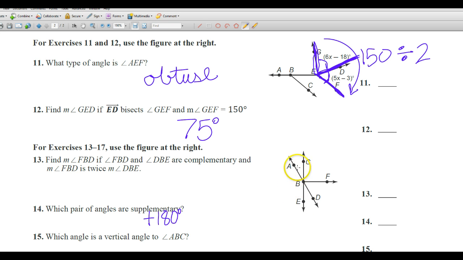So if we take a look at this line, which is 180 degrees, I notice that I have angle ABC and CBD. So if I add this measure and this measure together, since it's a straight line, I should get 180 degrees. Angles ABC and CBD are what we call a linear pair.